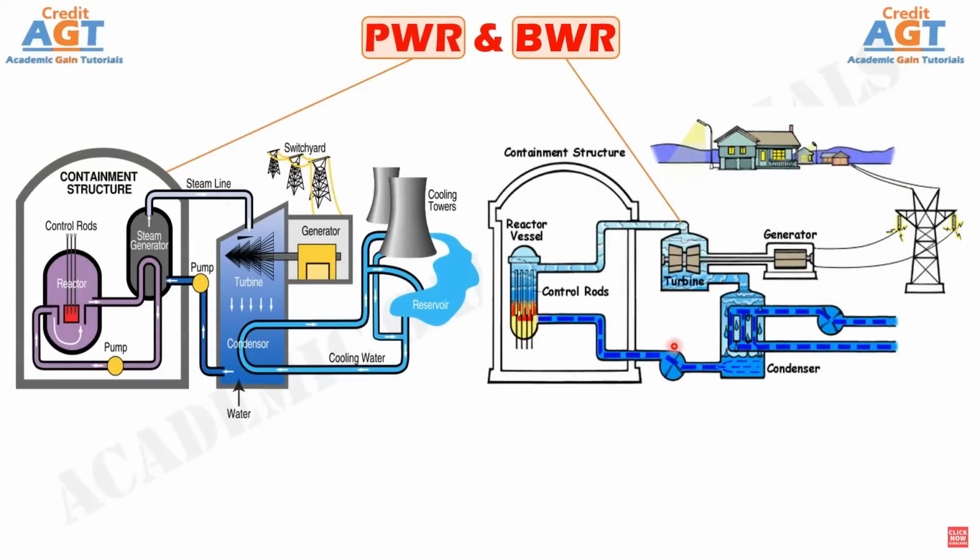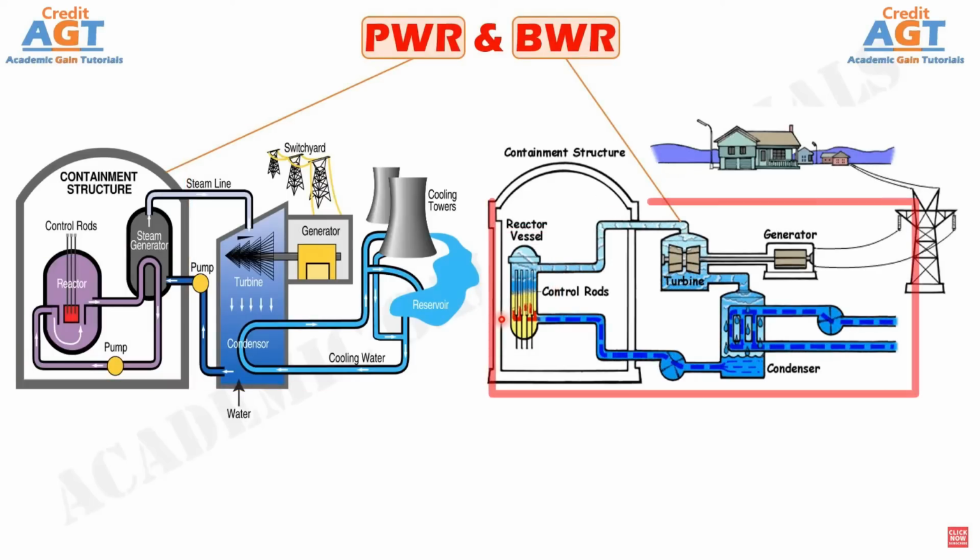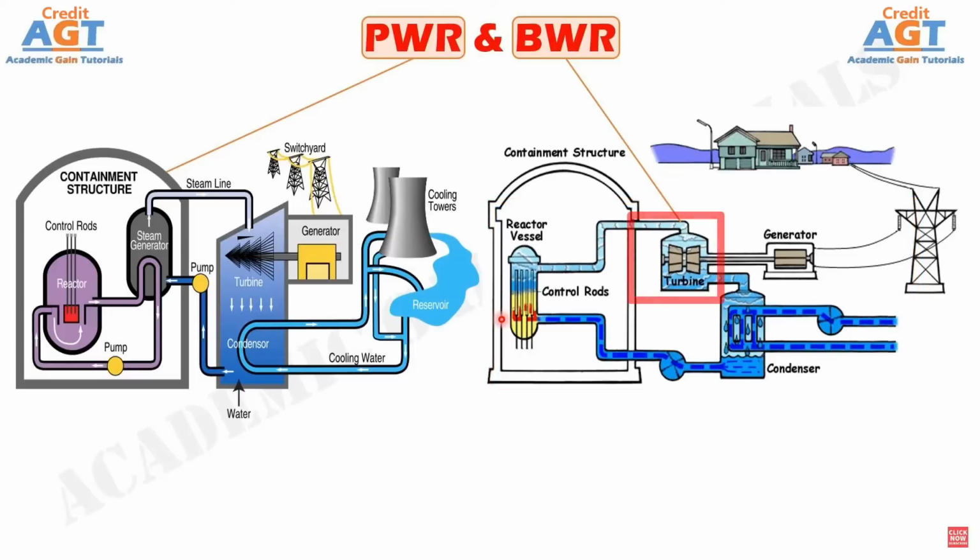Just like in a PWR, the BWR reactor core is filled with fuel rods and water is used as a neutron moderator and also a coolant, but with a key difference. Instead of having separate primary and secondary water loops, a BWR has a single loop where the water is allowed to boil directly in the reactor core. This boiling water produces steam which is directly piped to the turbine.